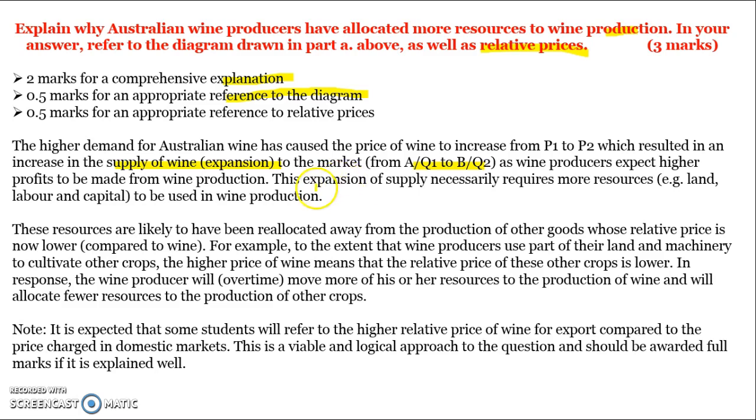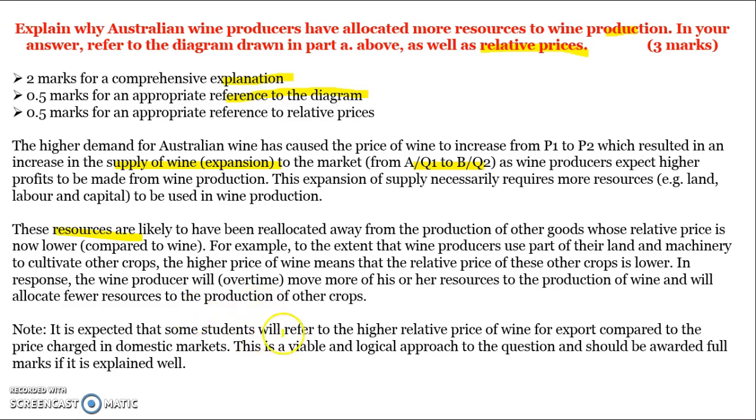When the price of wine increases, resources that were once used for other products are likely to be reallocated away from those products whose relative price is now lower and into wine. For example, to the extent that wine producers use part of their land and machinery to cultivate other crops, the higher price of wine means that the relative price of those other crops is now lower. In response, the wine producer will shift more of his or her resources to the production of wine and will allocate fewer resources to the production of other crops.